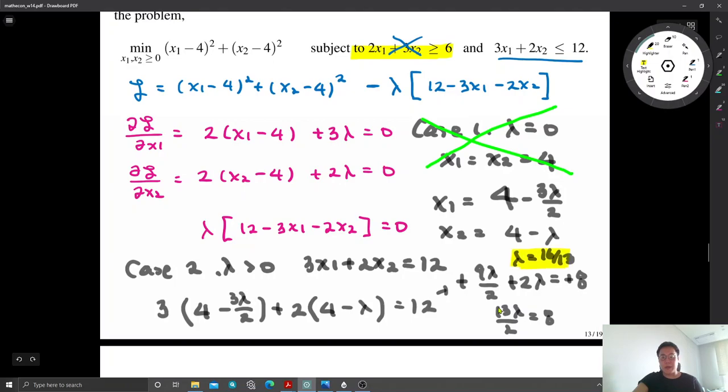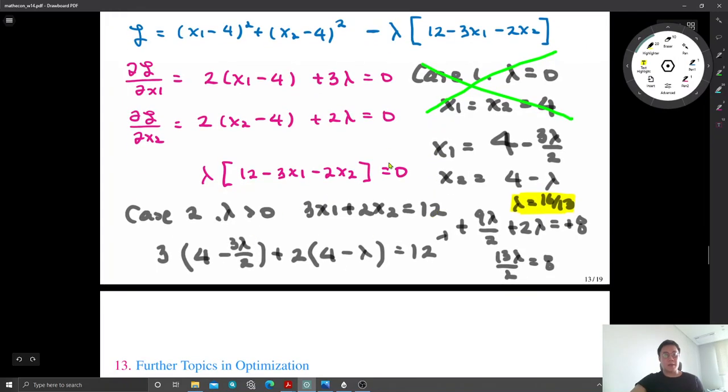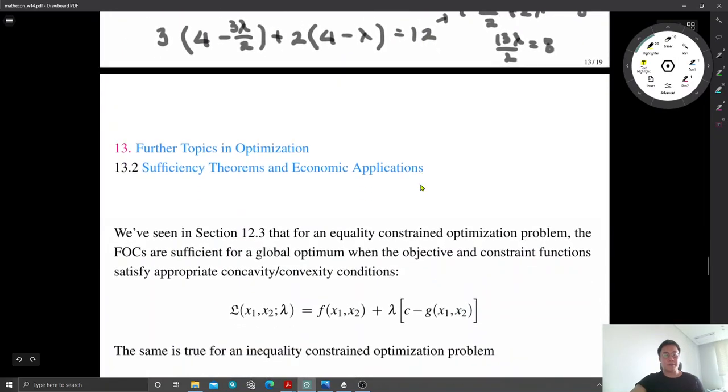Oh, that is a little bit nasty, but as soon as we get the value of lambda, then we can substitute lambda here to find the value of x1 and x2. So let me leave the remaining job for exercise. I think that is just simple algebra, so I believe you can do that by yourself. All right.